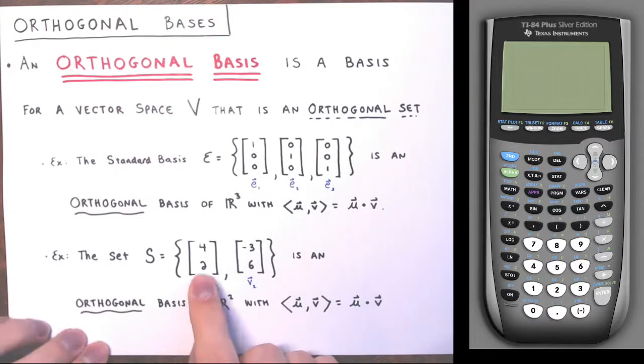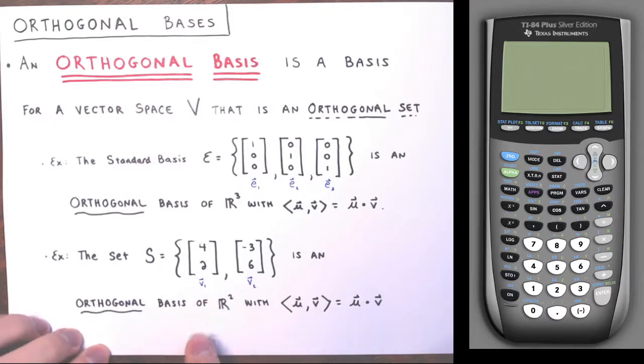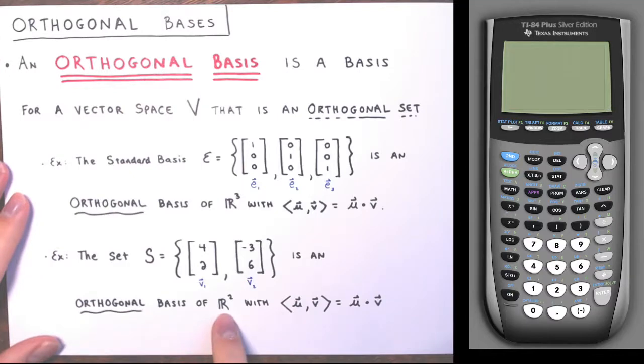So, we've got 4, 2 and negative 3, 6, right? Again, you can easily show that they form a basis for R2. Every vector in R2 can be written as a linear combination of these vectors. They're linearly independent. The only linear combination of these that would form the 0 vector is the trivial one, where the weights are all 0.